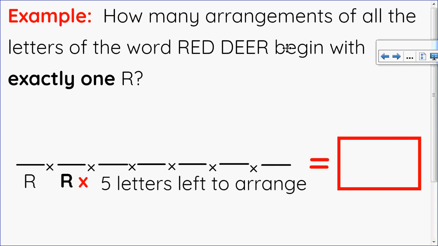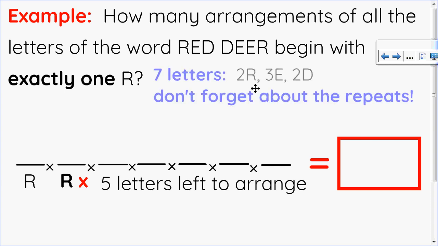But hopefully you notice in the word red deer, there's some repetition. So I have 7 letters. 2 of them are R's, 3 of them are E's, 2 of them are D's. So I'm going to figure out the question as I would without a repetition, and then divide by the repeats in the last step. So I begin with an R, and there are 2 choices of R's.